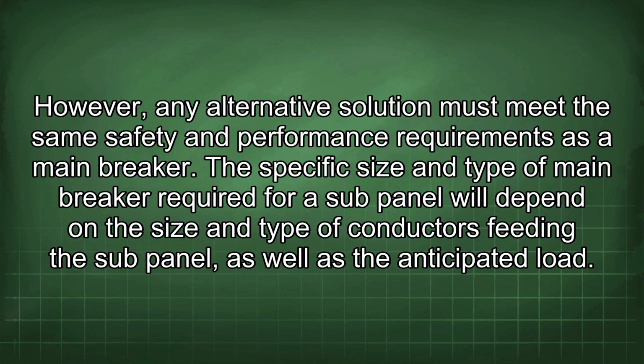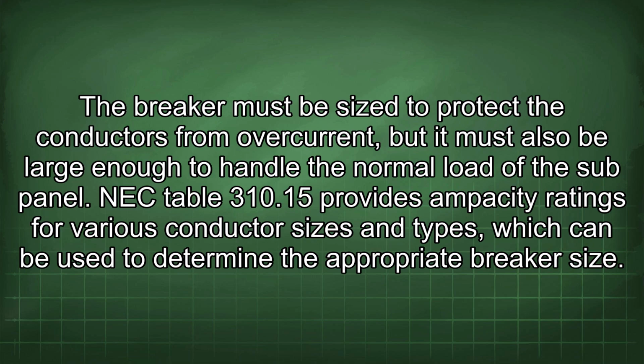The specific size and type of main breaker required for a subpanel will depend on the size and type of conductors feeding the subpanel, as well as the anticipated load. The breaker must be sized to protect the conductors from overcurrent, but it must also be large enough to handle the normal load of the subpanel. NEC Table 310.15 provides ampacity ratings for various conductor sizes and types, which can be used to determine the appropriate breaker size.